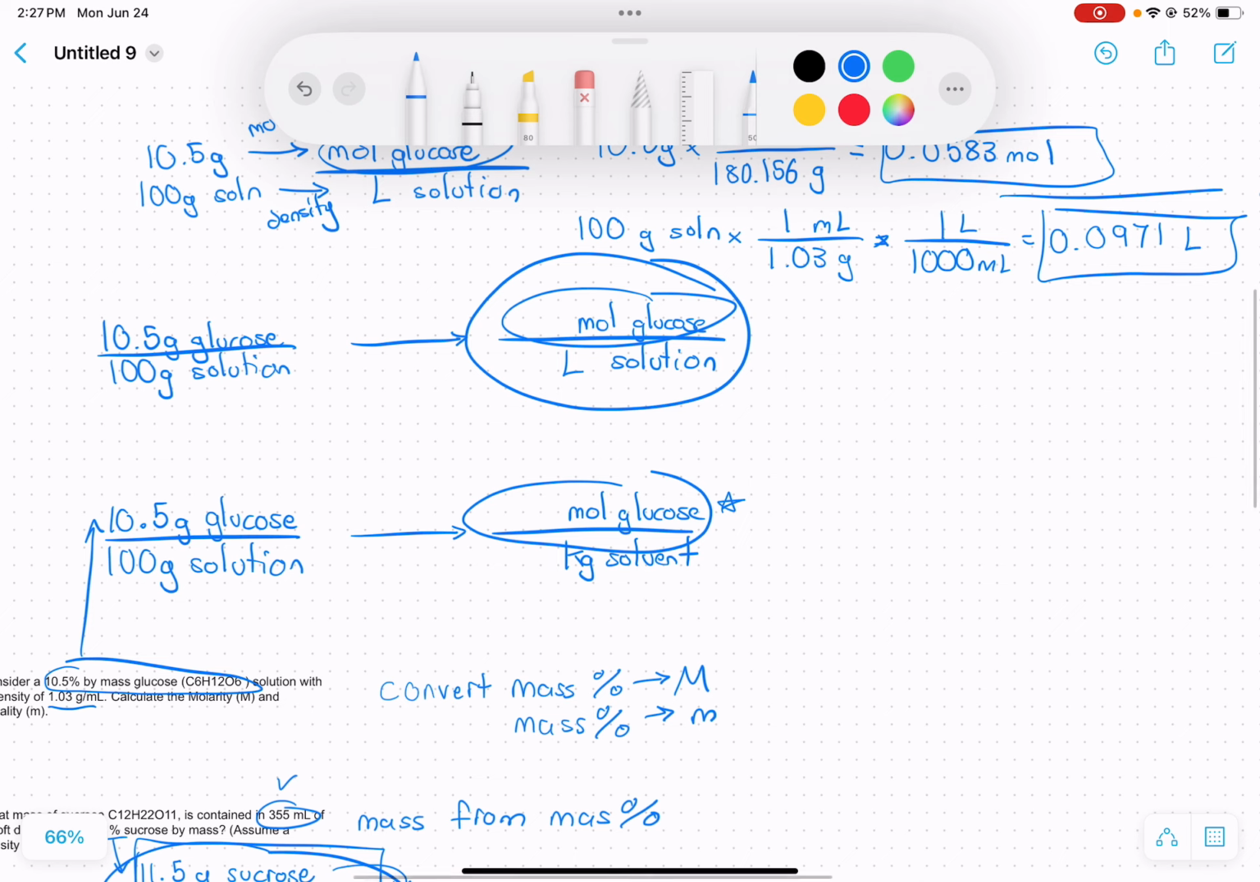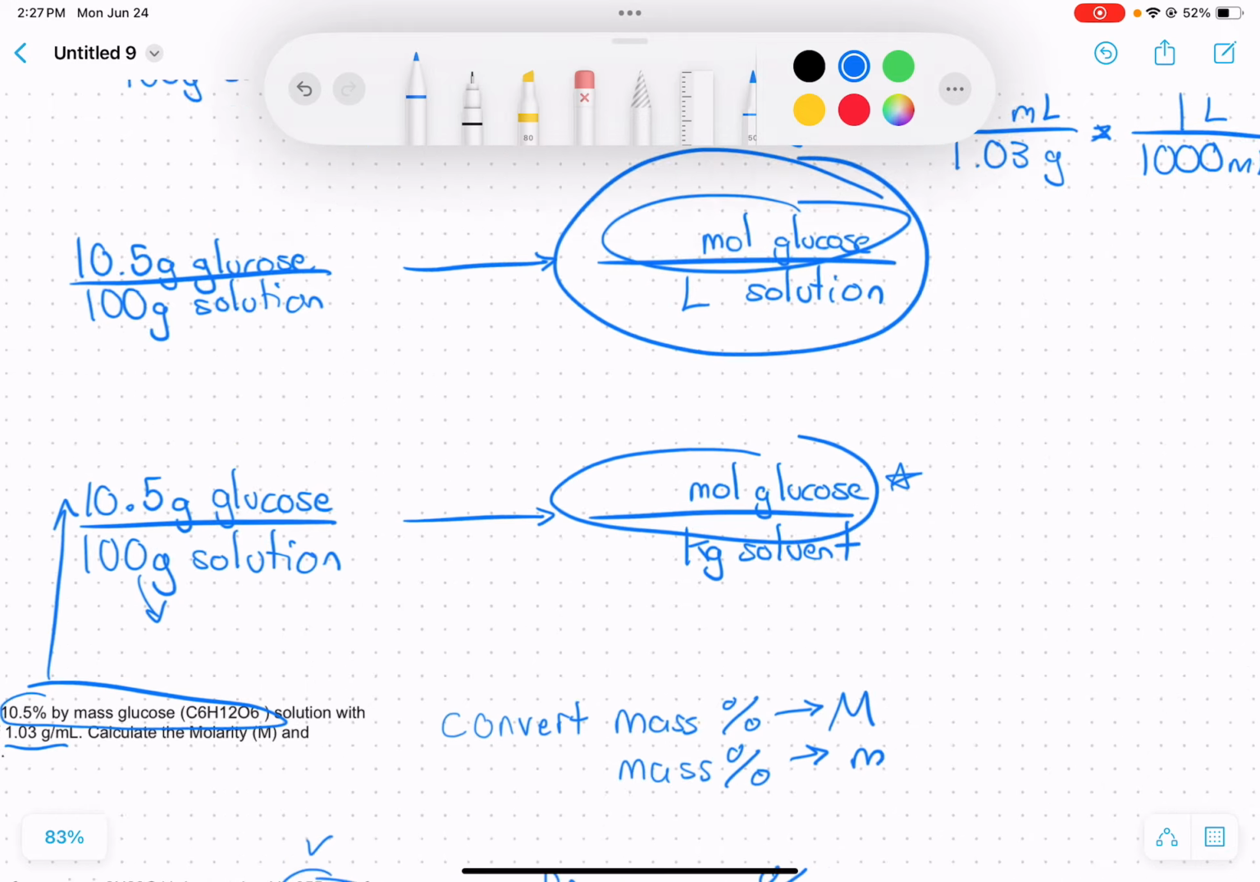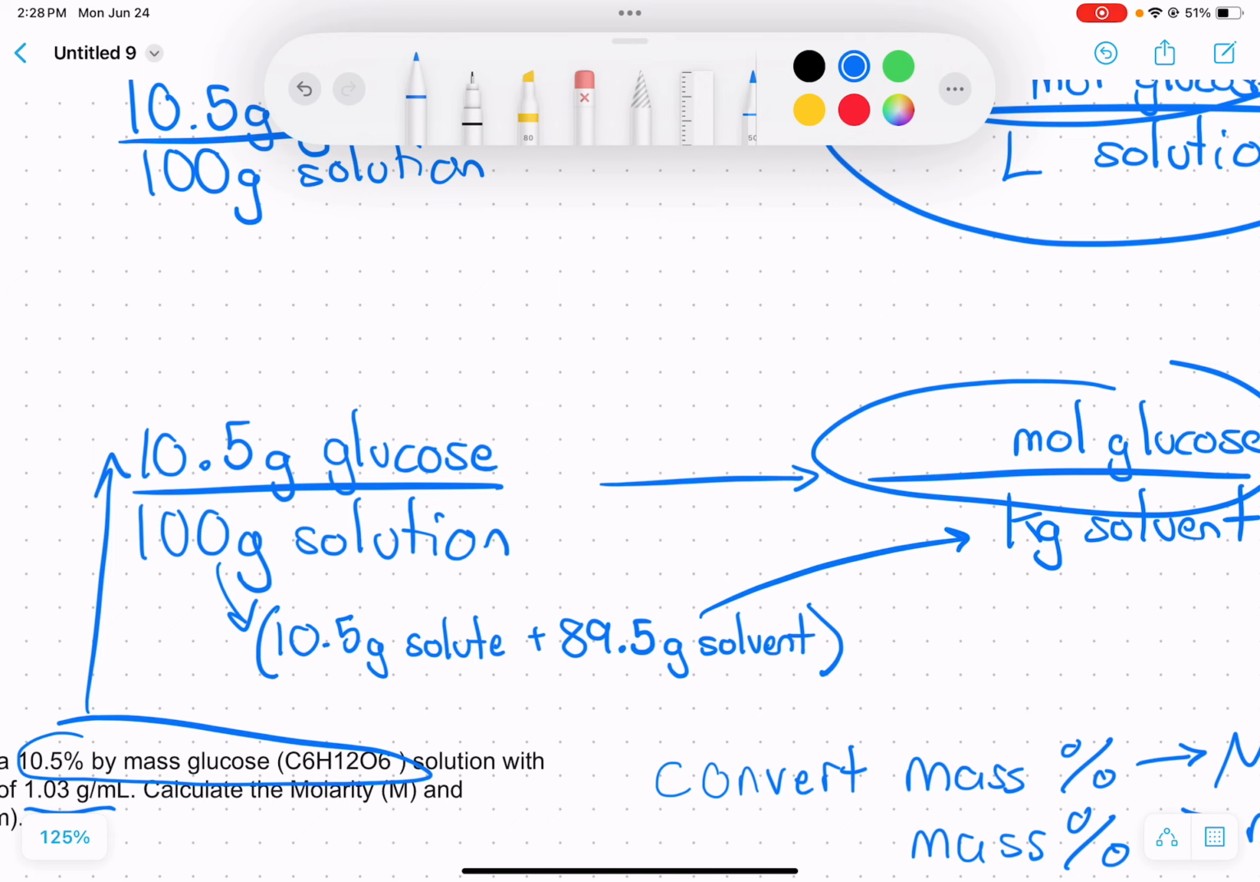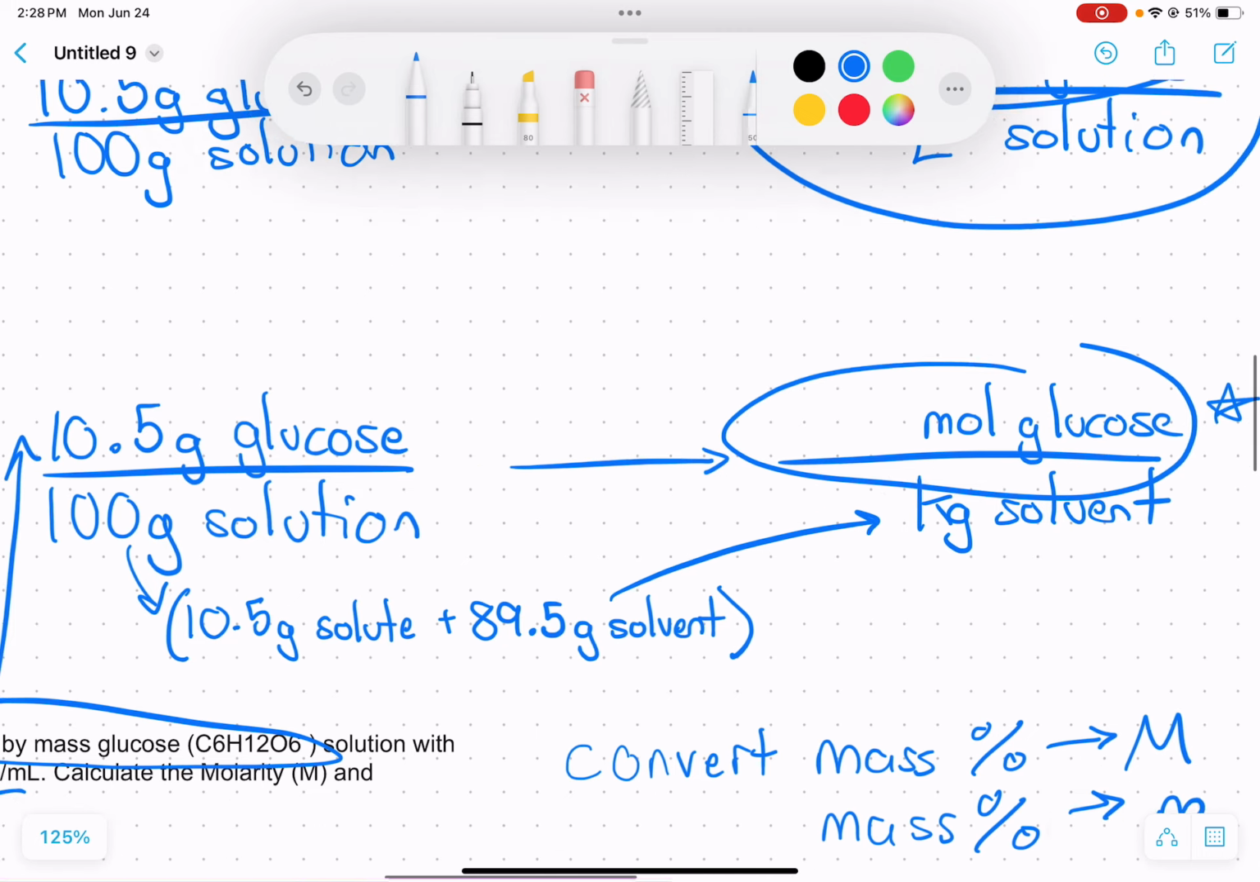Okay, now for the molality, it's a little bit harder because we have to use that thing we talked about earlier, that the 100 grams of solution is that 10.5 grams of solute plus whatever's going to make it a total of 89.5 grams of solvent. That's where the 100 grams of solution comes from. Why is that important? Because we're going to take that 89.5 grams and convert it to kilograms to get the denominator.